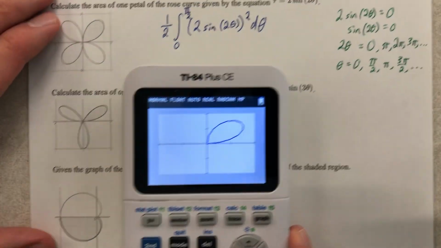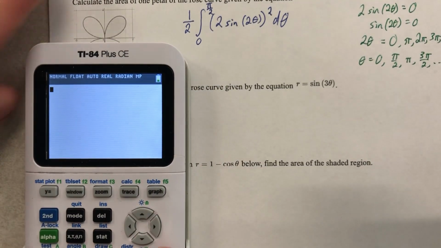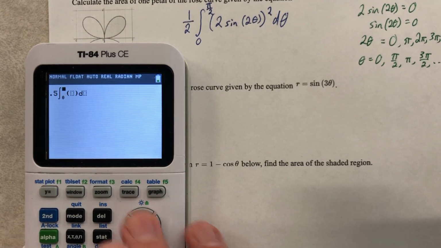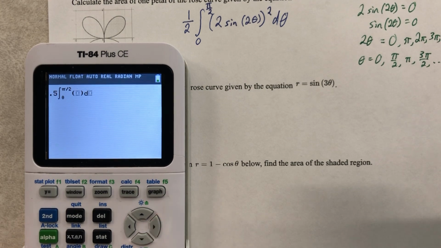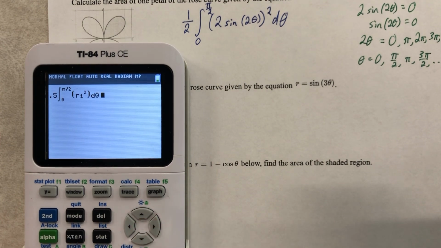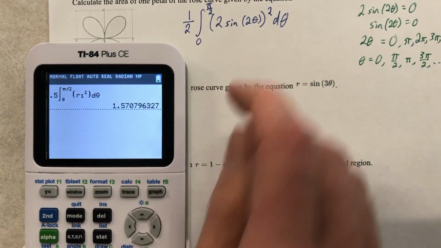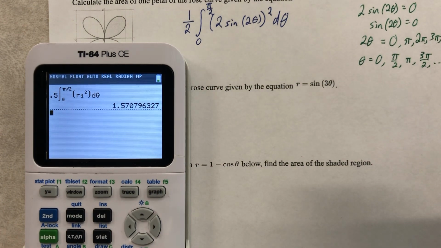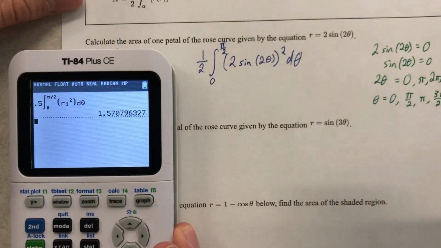Now we can type this in. So here it goes. 1/2 math 9, 0 to pi over 2 of that function, which is stored in R1. So alpha trace R1 squared d theta. And I got 1.5709. Now that may not look too familiar to you.